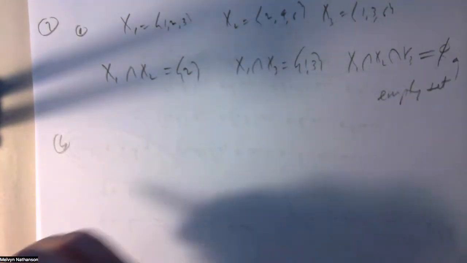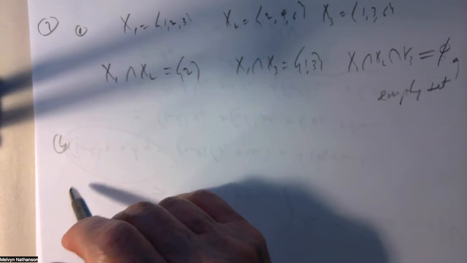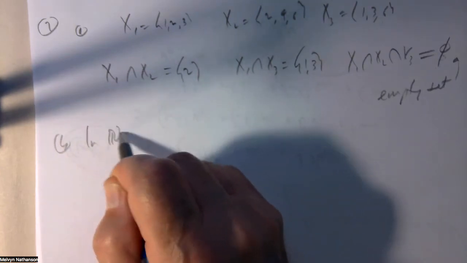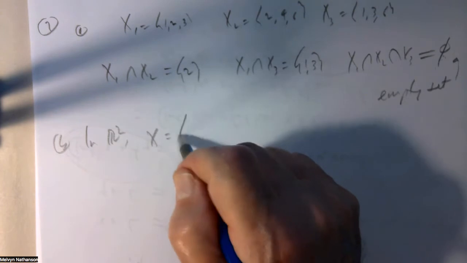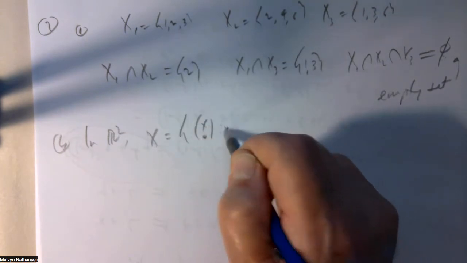And it's an example of taking some intersections in R2. We have X, which is all vectors of the form (x, 0).